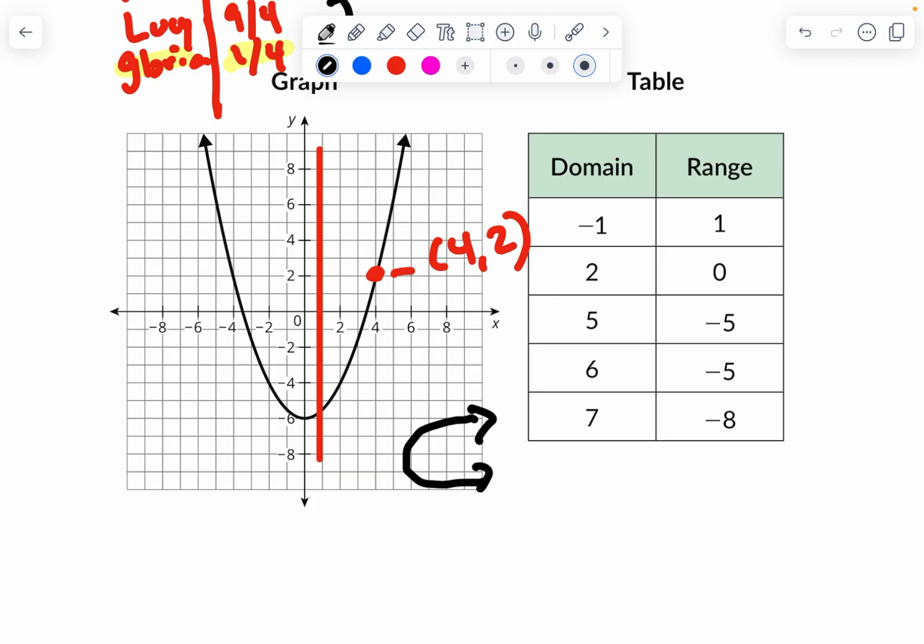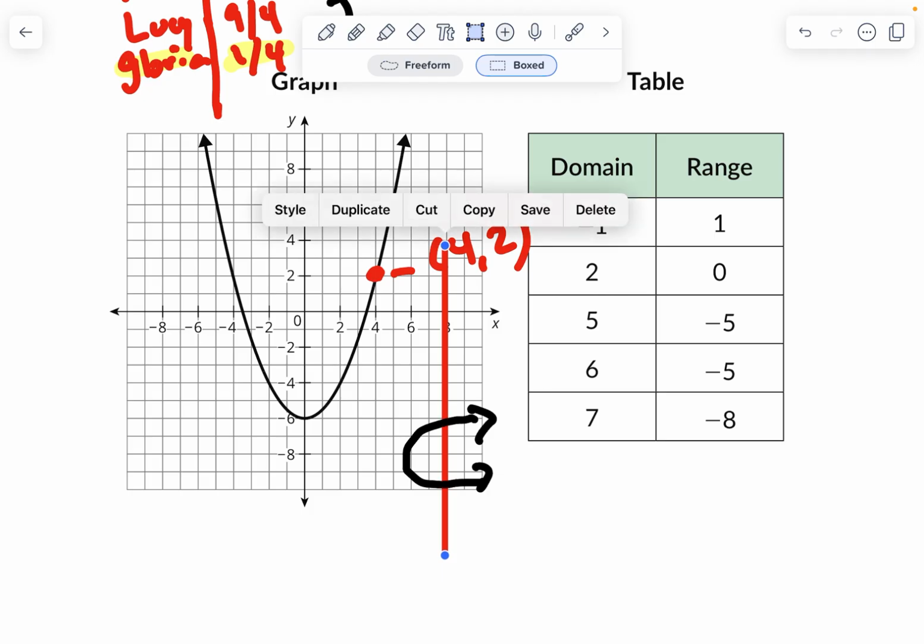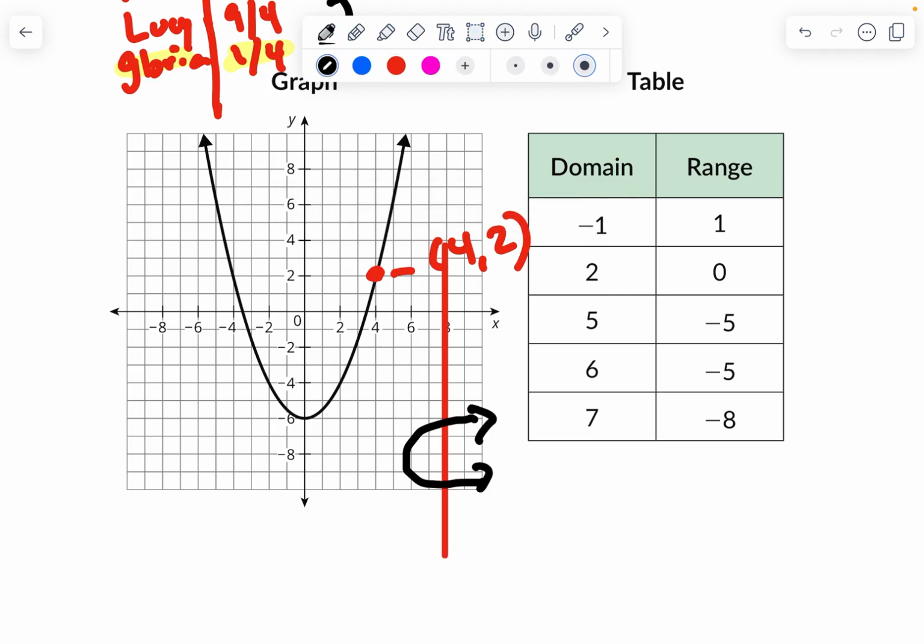Okay, and I'm going to do the same vertical line test. When I move my little vertical line over here, I'll move it right here. You can see that I have a point here and a point here. They have the same x. These are both on 8.